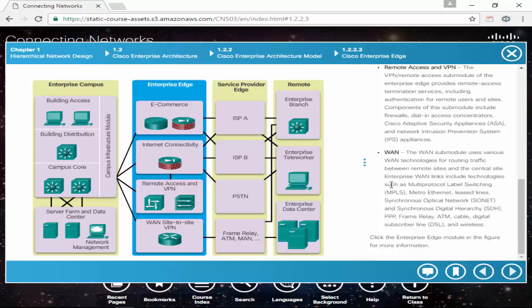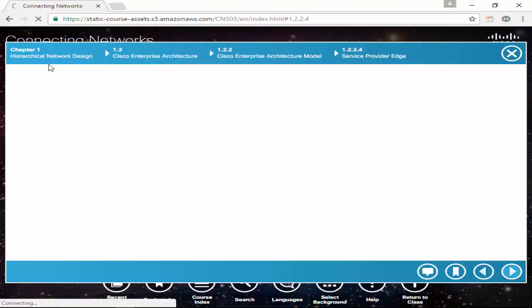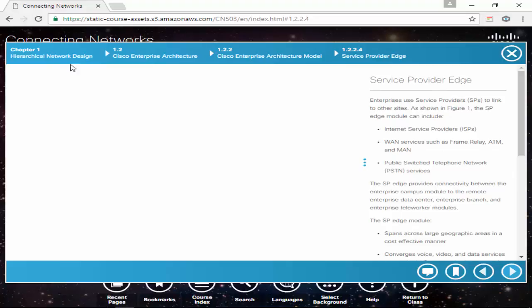The WAN submodule uses various WAN technologies for routing between remote sites and central sites. Enterprise WAN links include technologies such as MPLS, which is multi-protocol label switching, Metro Ethernet, leased lines, synchronous optical network, SONET, and synchronous digital hierarchy, PPP, frame relay, ATM, cable, DSL, basically everything. Alright.